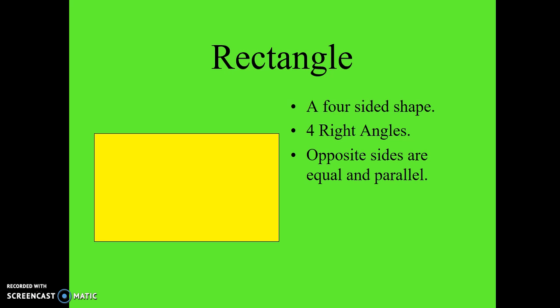But what makes a rectangle different is the fact that the opposite sides are equal to one another, but they are not equal to the sides on left and right. That's what makes the rectangle just a little bit different.